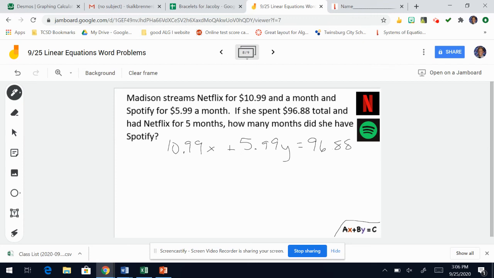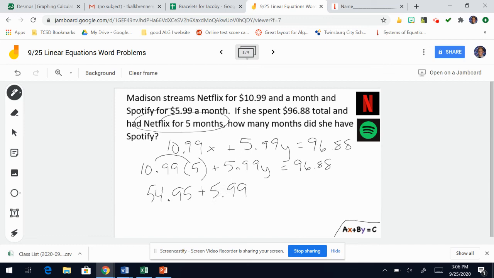What do we know? Right here, we know that Netflix we had for 5 months. So instead of X, we are going to substitute in 5. And then whatever we don't touch, we just rewrite. And now we do our distributing. What's $10.99 times 5? That's $54.95 plus $5.99Y, and that's $96.88. Since we haven't touched that, we just rewrite it.